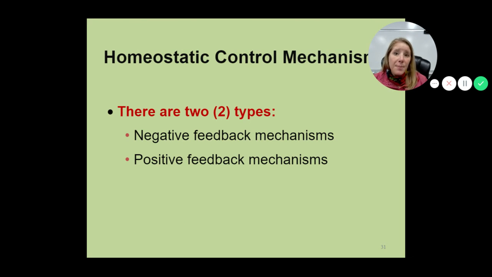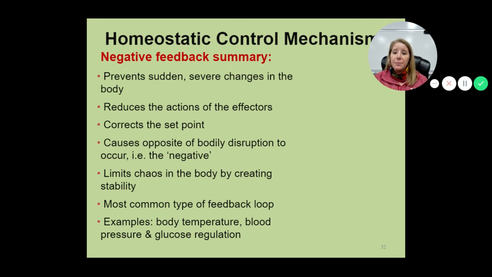There are two types of control mechanisms. There's negative feedback and positive feedback. This does not mean negative is bad and positive is good. Negative means something happens and something else happens to make it go backwards. It's a seesaw. One goes up, one goes down. Positive feedback is something happens and it just keeps happening, getting worse until it's done. Negative is very common. Positive is less common in the human body, but it is very important.